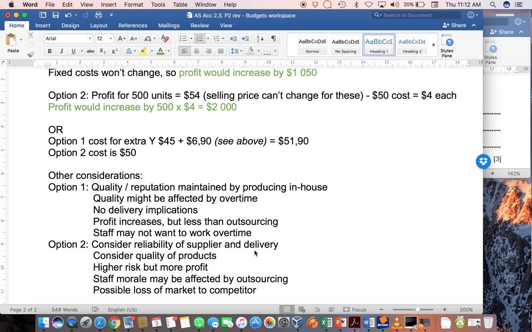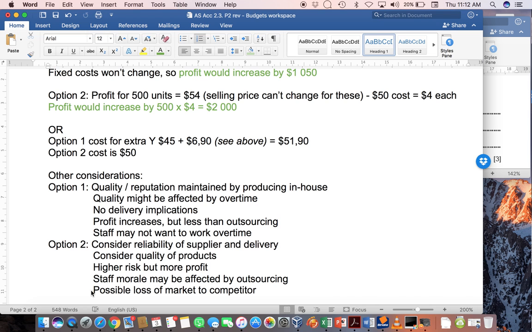Option 2, you've got to be very careful about your supplier, the reliability and the delivery. Will you have the goods in time? Will the quality of those goods be up to standard or not? There is a higher risk relating to the delivery and the quality, but you can make more profit if you go with option 2. However, you also need to factor in staff might be upset.